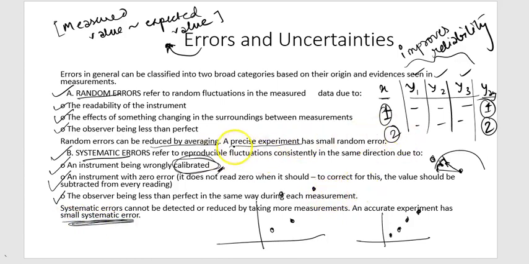So here, if the readings are all clustered together and they don't have a huge spread like this, then the experiment is precise because it has small random error. And here, if the systematic error is small, then we can say that the deviation from the actual results is not quite as much. So the error is reduced, which means it's quite accurate.